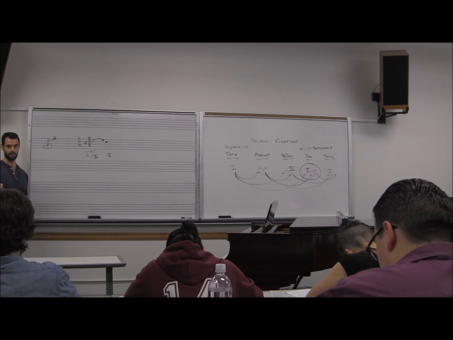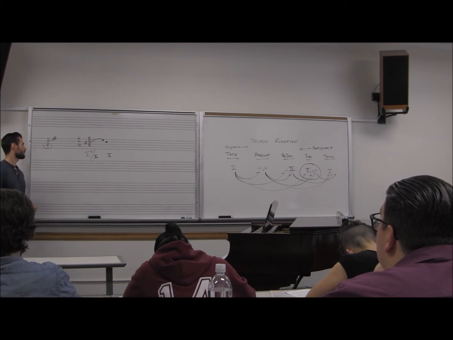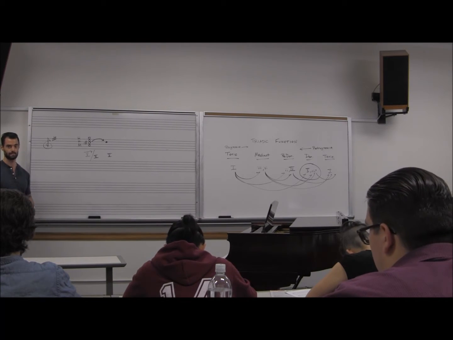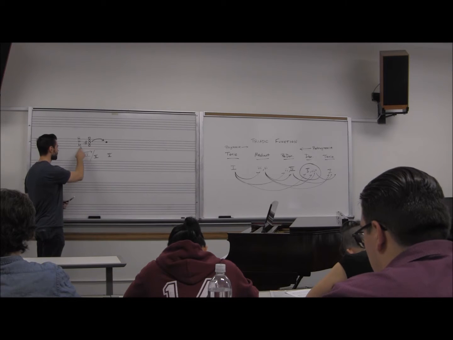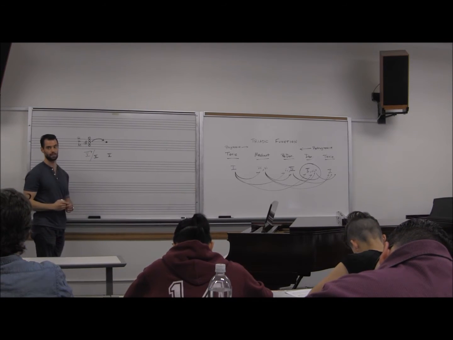From A to C sharp is a major third. C sharp to E is a minor third, and E to G is a minor third. Exactly. So we do have the correct quality we're looking for, and this chord we could call 5-7 of 5.